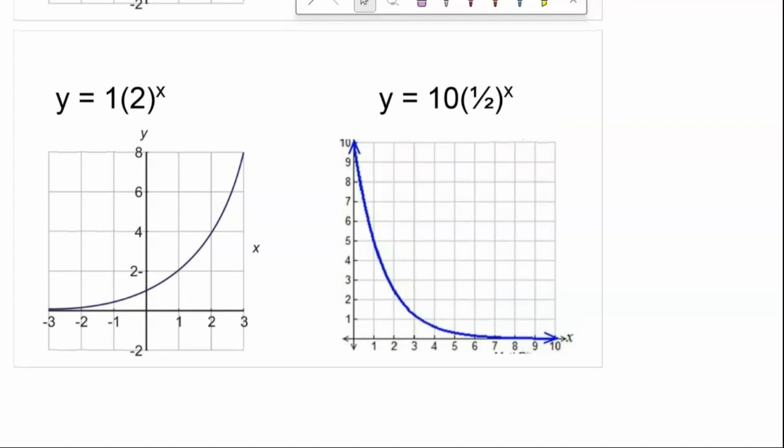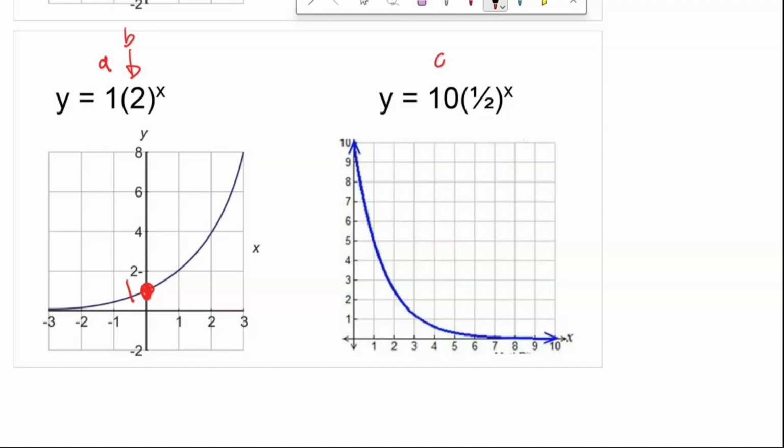And here are a couple more graphs. So here we have 1 times 2 to the power of x. That means our y-intercept is at 1 right here. So your a value is your y-intercept, so it starts at 1. And then this 2 is your b value. So that means we are multiplying by 2 every time. So times 2, times 2, times 2, times 2. And that's how we are growing that graph.